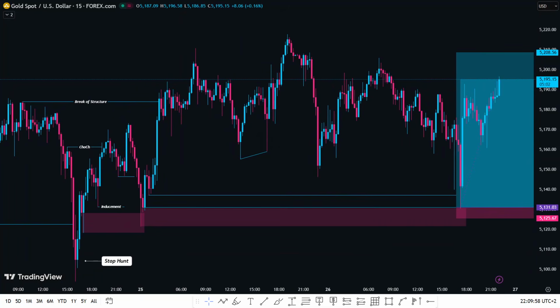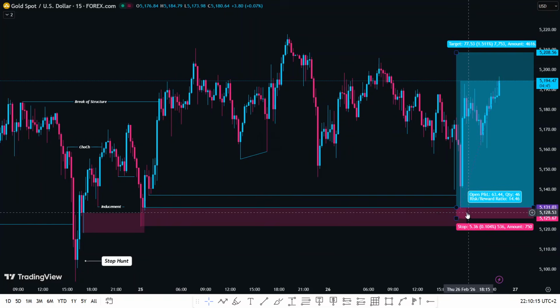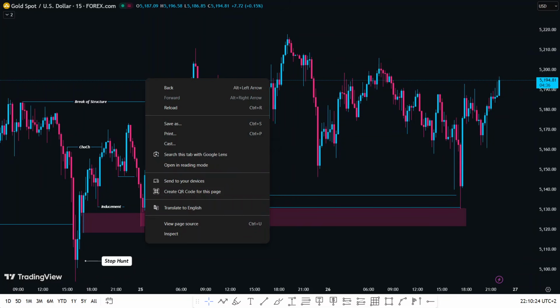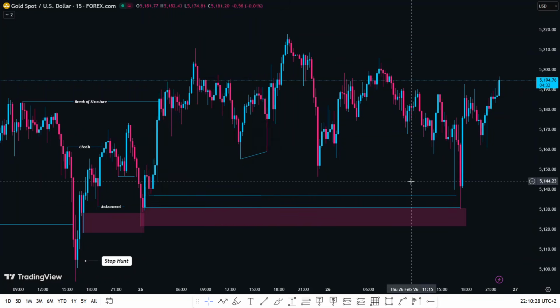So the sequence is simple: liquidity pool, stop hunt, change of character, break of structure, momentum, inducement, confirmation. Simple. With confirmation, if someone is looking to enter here, maybe on lower time frames, you can wait for a rejection candle, an engulfing pattern, and also a lower time frame break of structure for confirmation.